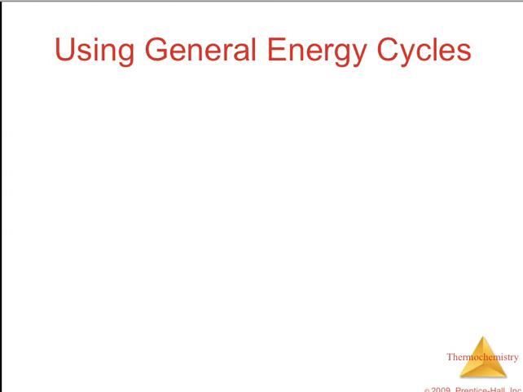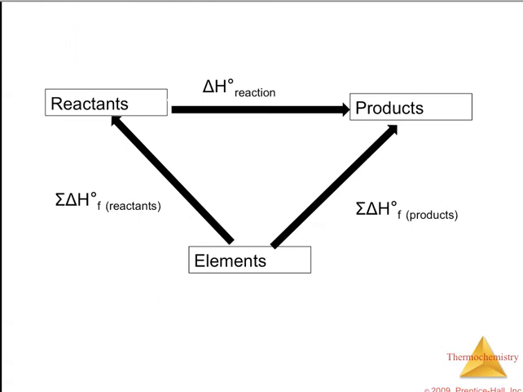Let's take a moment and look at an approach that the IB takes for energy cycles. These are using general energy cycles, and the first one we're going to look at incorporates the enthalpy of formation. In our energy cycle here, we've got reactants and products, and then we have the elements. The reactants go to the products, and you get the enthalpy of the reaction.